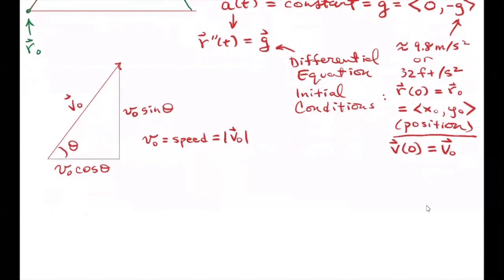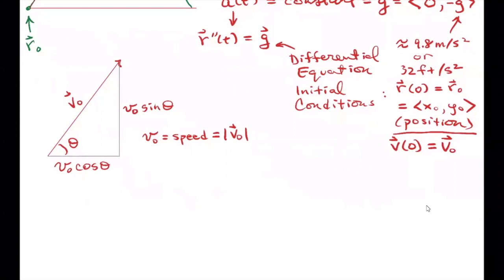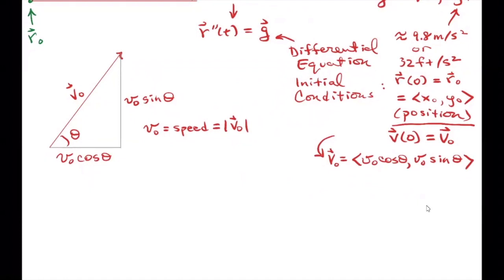Okay, so I'm going to keep going here. So we've got speed. And so the initial velocity vector here is v naught, which is going to be, as we said, script v naught cos theta, comma, script v naught sine theta. Okay, so that's our initial velocity. Okay, so that's just the posing of the differential equation.